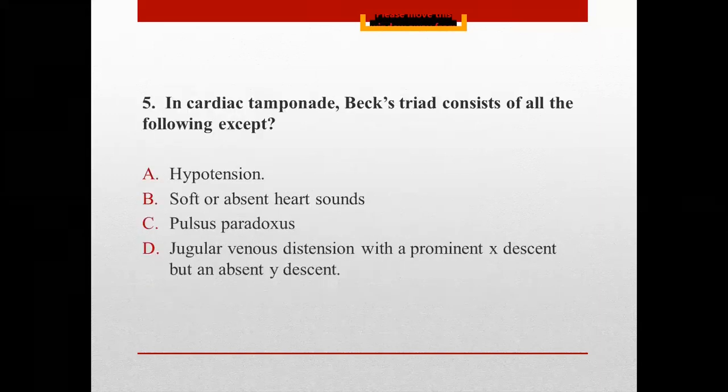So question number 5. In cardiac tamponade, Beck's triad consists of all of the following except: hypotension, soft or absent heart sounds, pulsus paradoxus, jugular venous distension with a prominent X descent but absent Y descent. So I'm waiting for your answer.